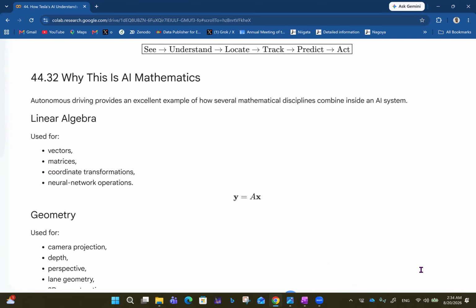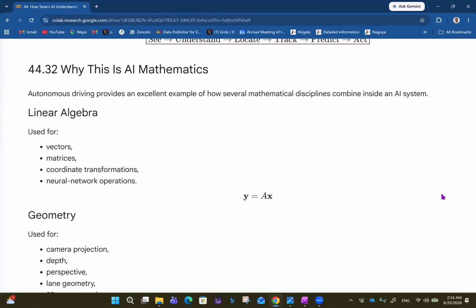So why is this AI mathematics? Autonomous driving provides an excellent example of how several mathematical disciplines combine inside an AI system. That's what we have seen from the beginning. Any kind of AI system you're talking about, like natural language processing, machine learning, computer vision, recommender systems, or even expert systems or robotics.